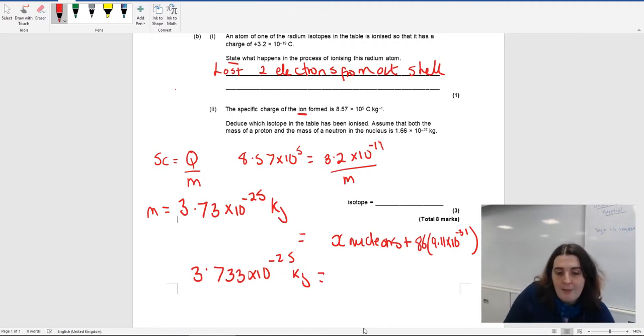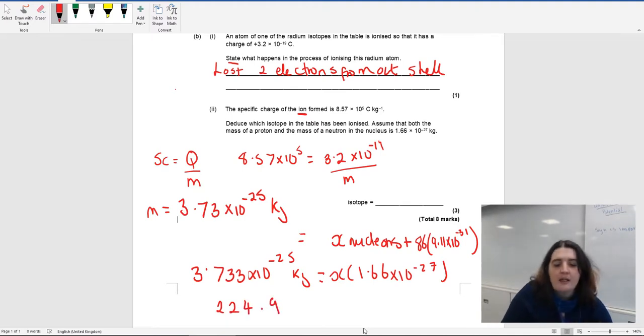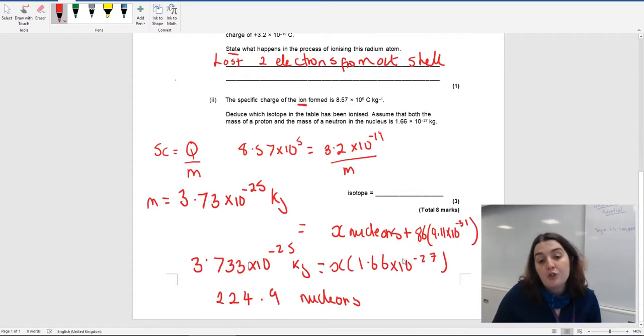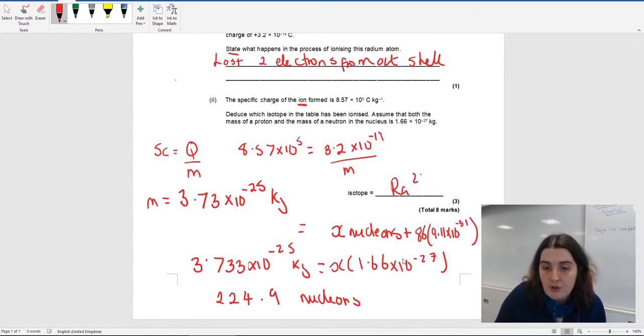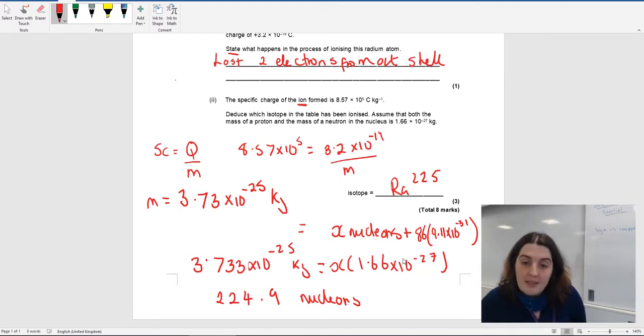Then I'm going to work out how many nucleons we've got. So X times the mass of one nucleon, which is 1.66 times 10 to the minus 27. So divide that by 1.66 times 10 to the minus 27, and I get an answer of 224.9. So I've got 224.9 nucleons. Looking at my isotope data, it will be between 224 and 225, and it is far more likely to be the isotope radium-225, because with the rounding that has gone along here, this is closer to radium-225.